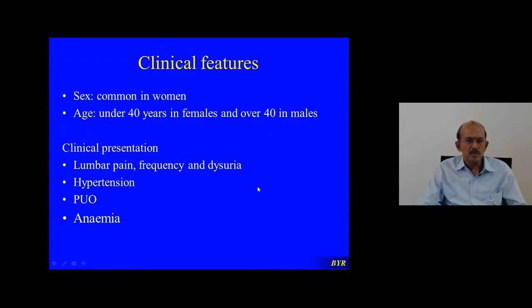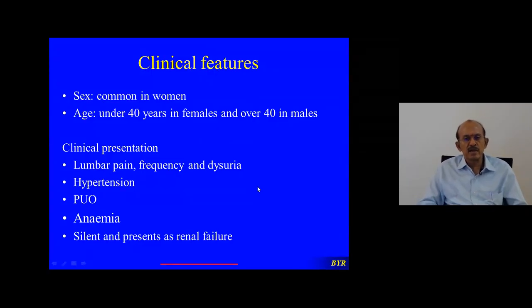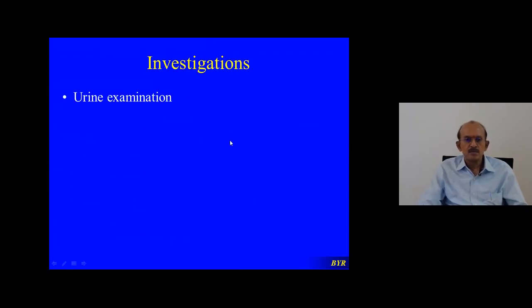Then anemia. Most of the chronic renal conditions are associated with anemia because of the erythropoietin effect. Sometimes the disease may manifest as renal failure. So it will be silent and patient comes to you with this renal failure. Investigations, urine examination, pyuria is predominant, albuminuria and casts are absent.